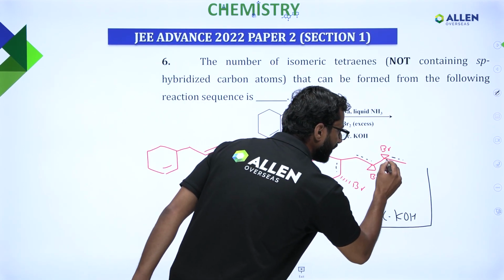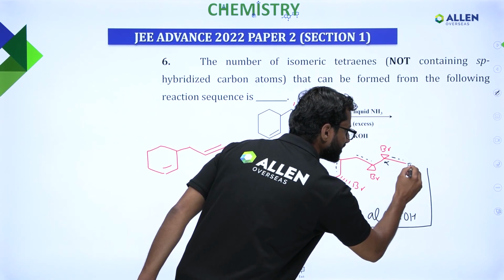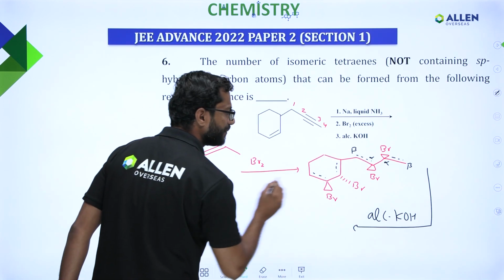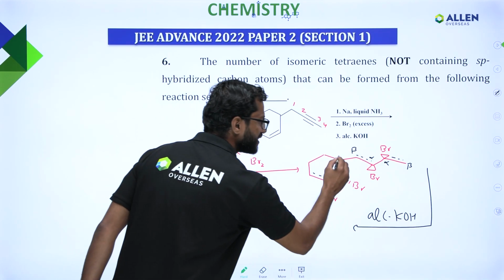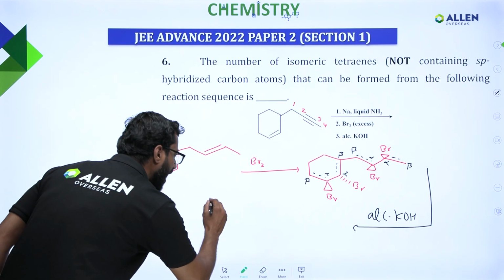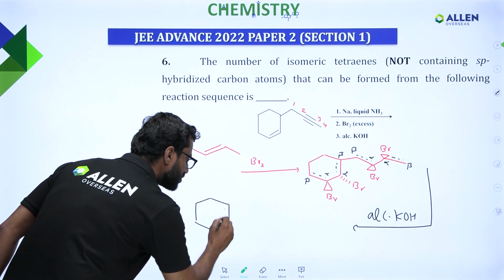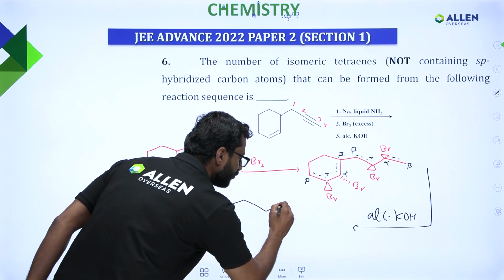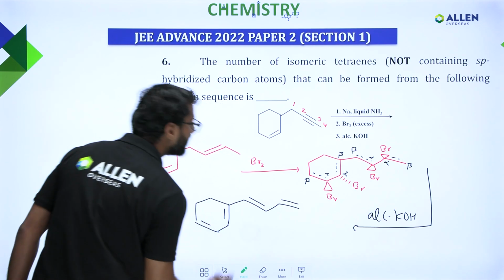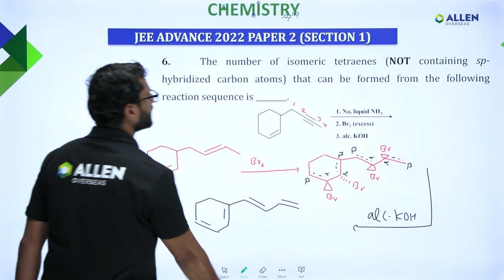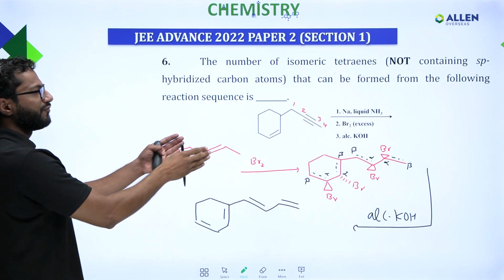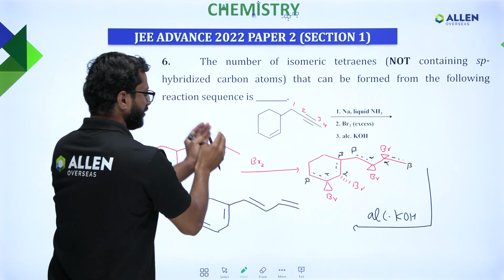Between the alpha and beta carbon atoms: this one is the alpha carbon atom, this one is the beta carbon atom, this one is the alpha carbon atom, this one is the beta carbon atom. Again, we have an alpha carbon atom and a beta carbon atom, alpha carbon atom and beta carbon atom. So finally, we obtain such a compound with 4 pi bonds. But please observe carefully with respect to our question, the number of isomeric tetraenes that can be formed from the following reaction sequence is.